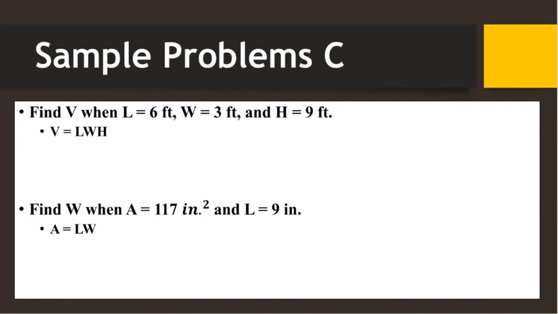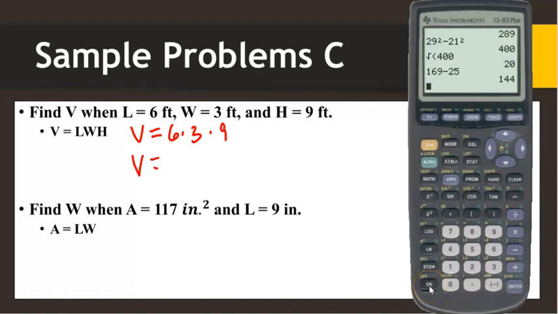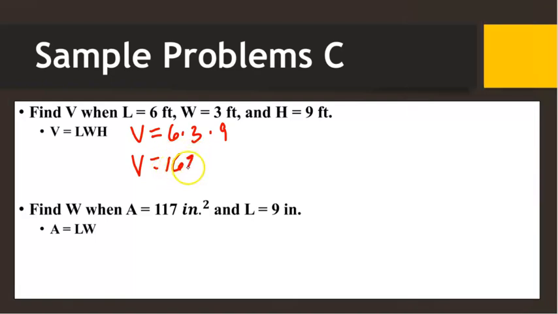Next, here we're finding the volume when they give us the length, the width, and the height. We need to find the volume when the length is 6, the width is 3, and the height is 9. If I multiply those, 6 times 3 is 18. 18 times 9, I'll just grab my calculator quickly. 18 times 9 is going to give us 162. So this would be 162 cubic feet, because it's volume.